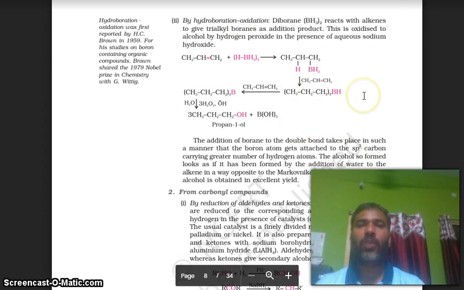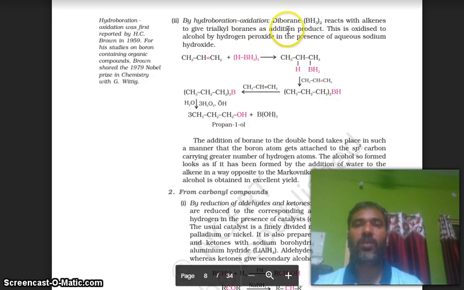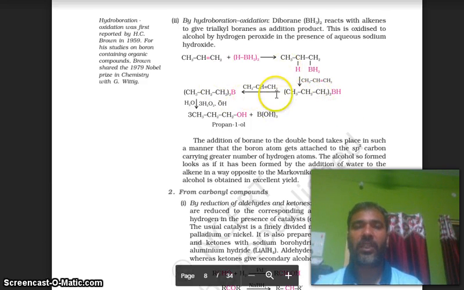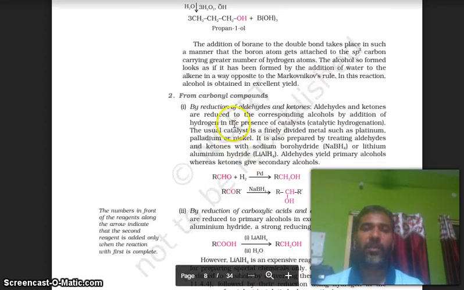Second one, hydroboration oxidation. You see BH3, this is known as diborane, giving BH2 after dissociation of these double bonds, and then in many steps forming trialkyl borane, and then reaction with water and hydrogen peroxide forming propan-1-ol. So carbon 1 to 3, here attachment of OH in many steps.